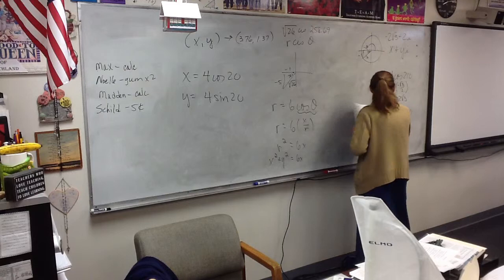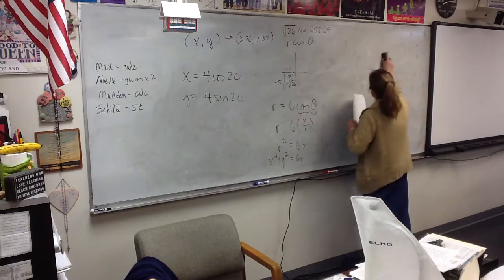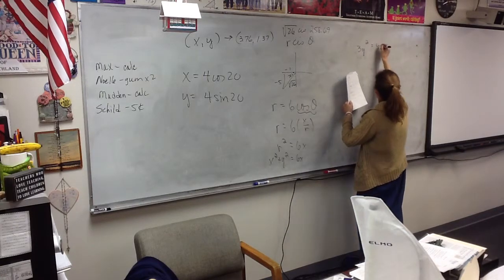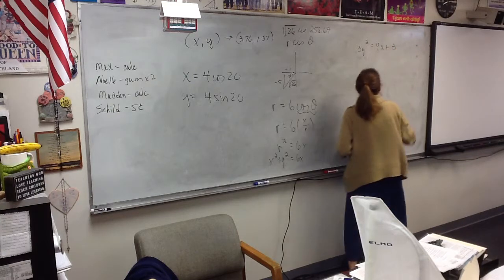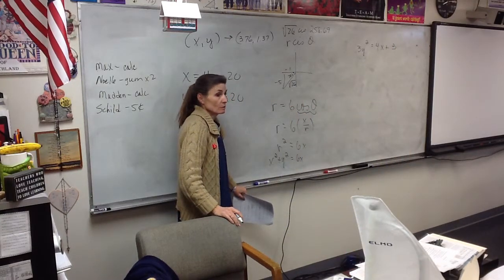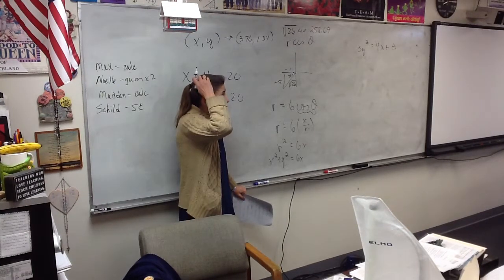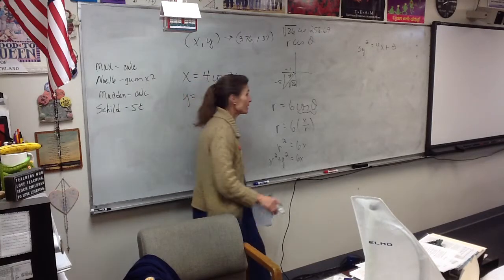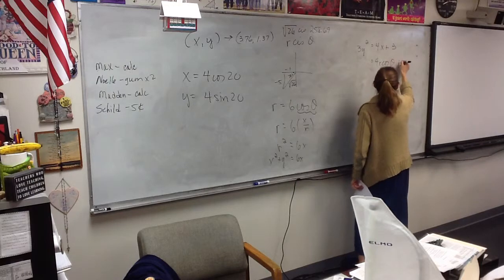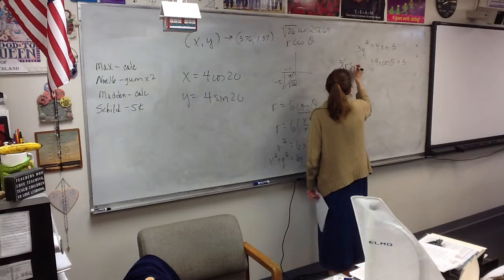Number 7, same type of problem but backwards. Write this as a polar equation. So what do we do? Couldn't be any easier. What does x equal? r cosine theta. What does y equal? r sine theta.